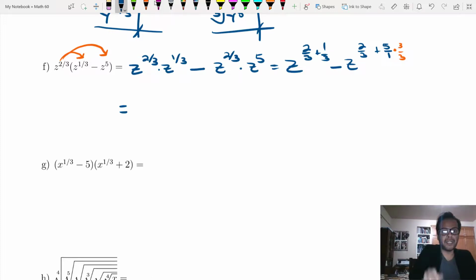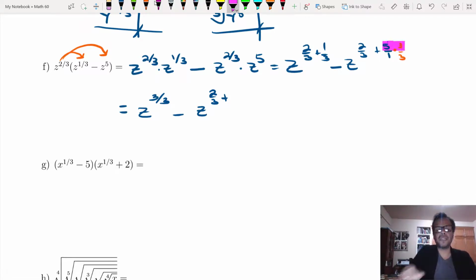And let's keep going down here. So I'm going to combine 2/3 plus 1/3, right? That's going to give us a total of 3/3 minus z to the 2/3 plus 5 times 3 is going to give us 15 thirds, right?